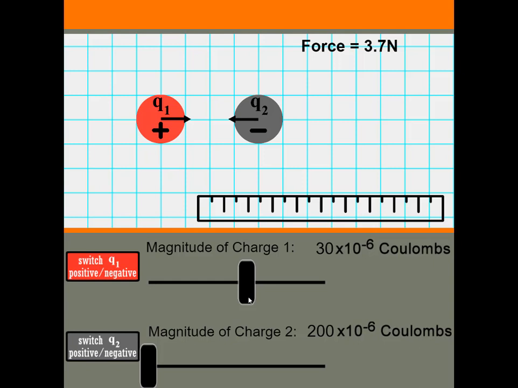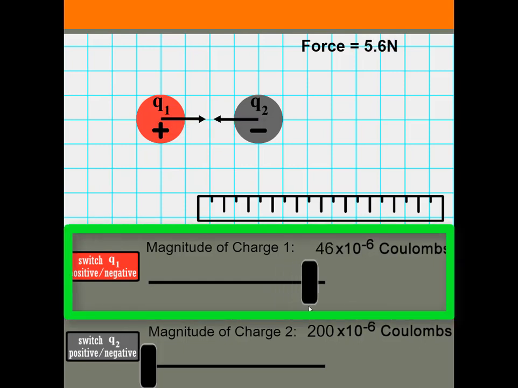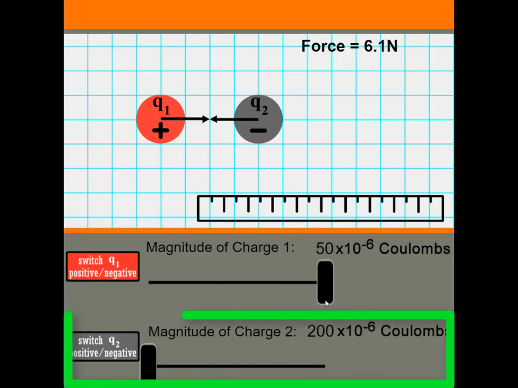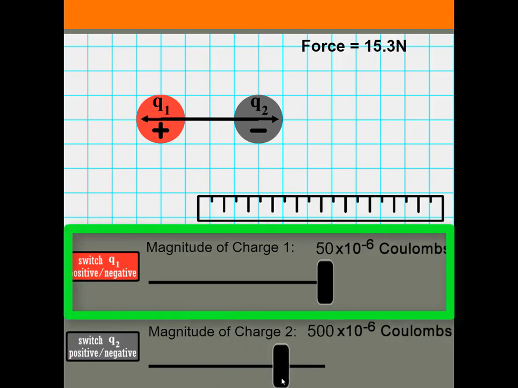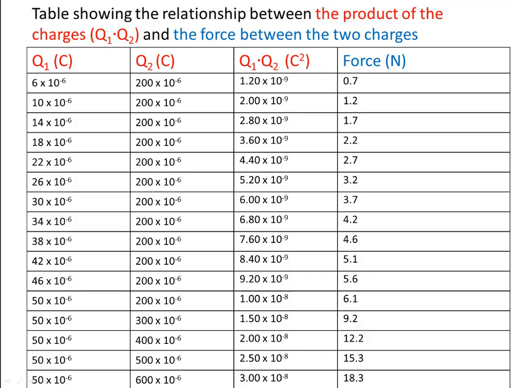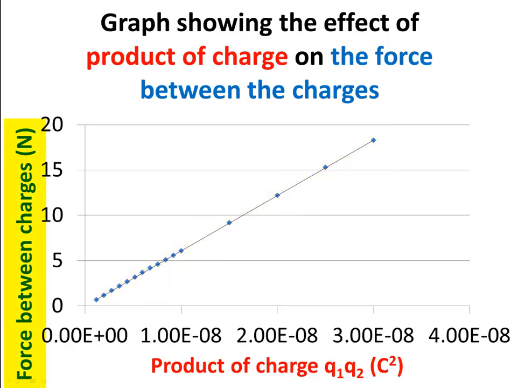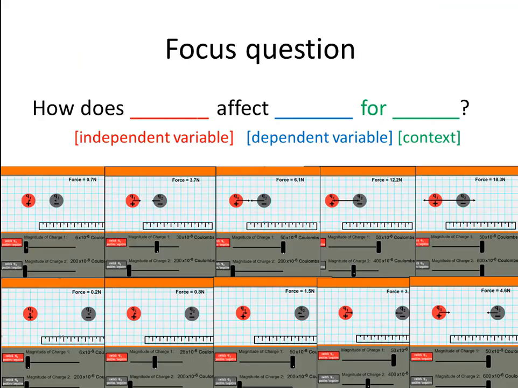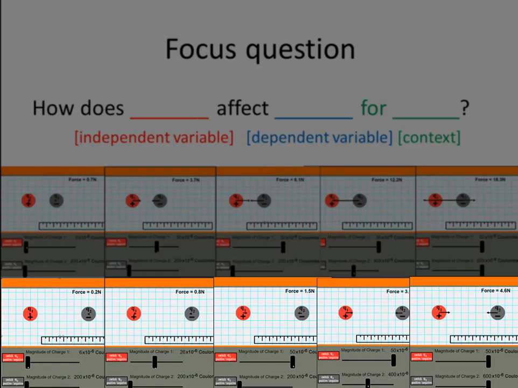So in this investigation, we're going to draw again from the data that we got before, where we kept the distance between the charges constant at 4 meters. First of all, we varied the magnitude of charge 1 while we kept charge 2 constant, and then we varied the magnitude of charge 2 while we kept charge 1 constant. We've already seen that when we multiply Q1 by Q2, that product is directly proportional to the force between the two charges. Now what we're going to add to our data in this investigation is that we're going to do the same but at 8 meters separation.